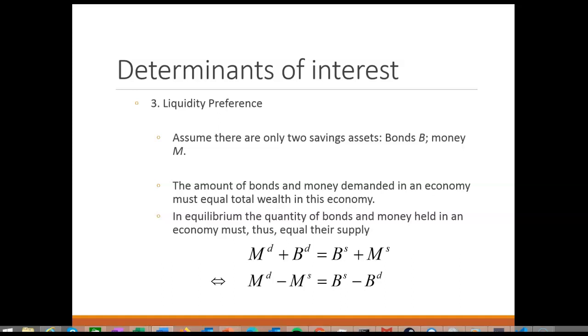Now, formally, what I just said simply means that MD plus BD, total demand for money and bonds expressed in dollars, needs to equal BS plus MS, total supply of bonds and money in terms of dollars, in equilibrium. I can slightly rewrite this, and this will give us more intuition, as MD minus MS needs to equal BS minus BD, simple algebra.